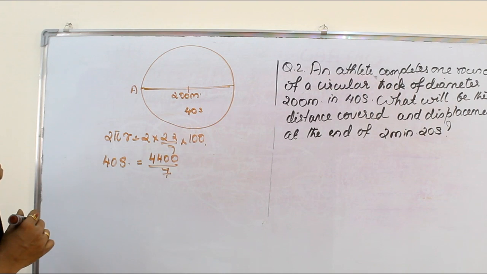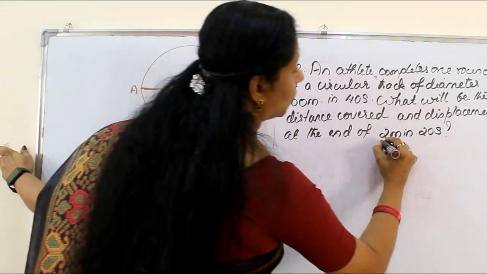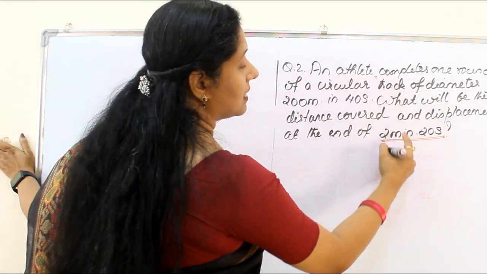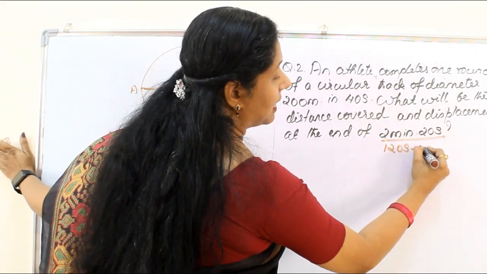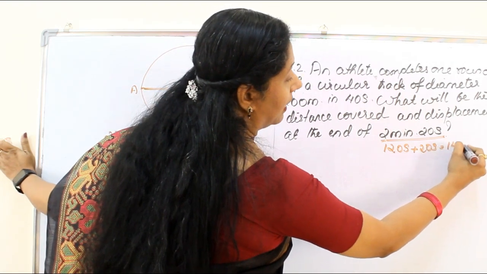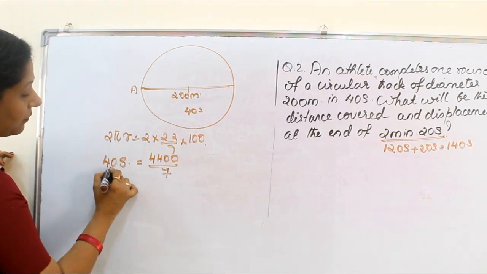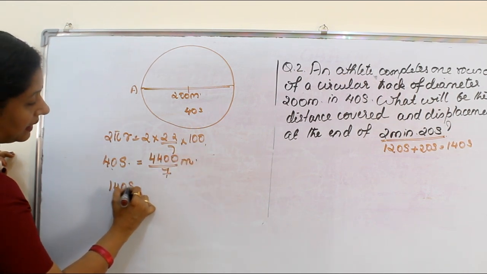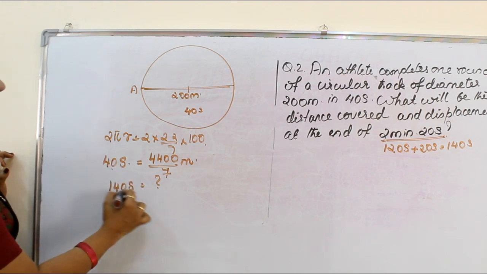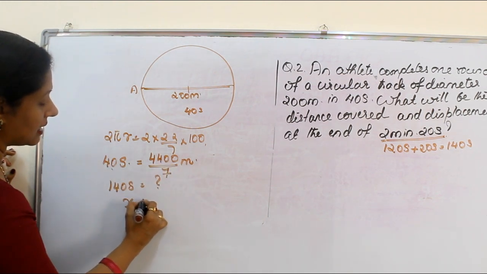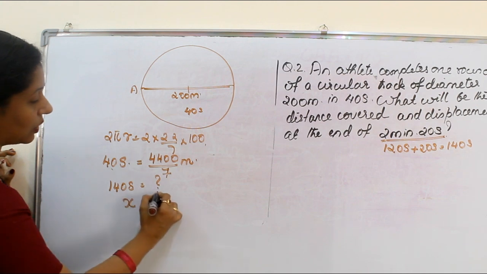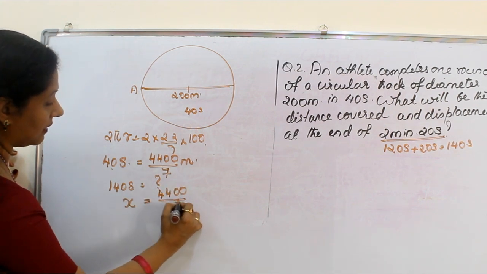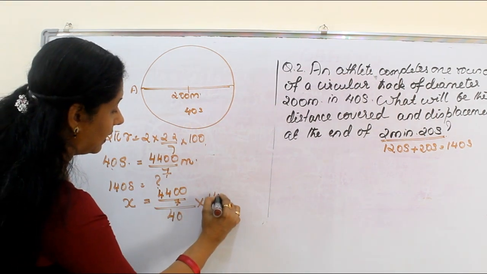But now we have to find the distance traveled in 2 minutes 20 seconds. 2 minutes means, 1 minute is 60 seconds, so 60 plus 60 is 120 seconds, plus another 20 seconds. So in total he has run for 140 seconds. In 40 seconds he travels this much distance, so in 140 seconds how much does he travel? We can cross multiply. So x, the distance traveled in 140 seconds, is 4400 divided by 7 by 40 into 140.